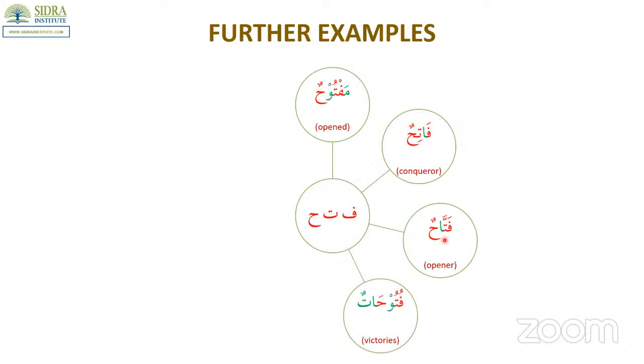Okay, so here as well we can see fa, ta, and ha repeated, and the base letters are still to be found, and waw, alif, and ta are the extra letters. Futuhat, victories. Okay, then we have futhatun, which is an opening. Okay, so same thing as well.